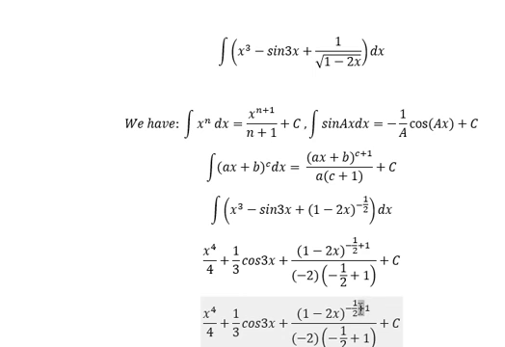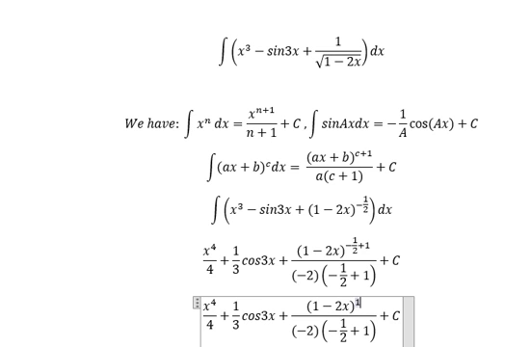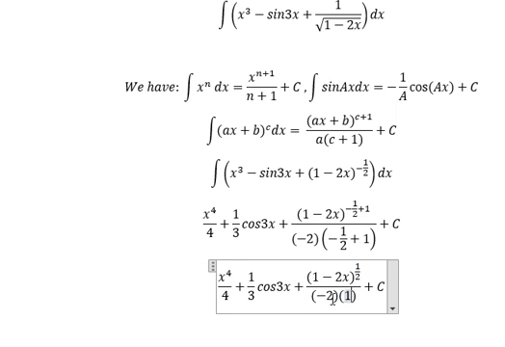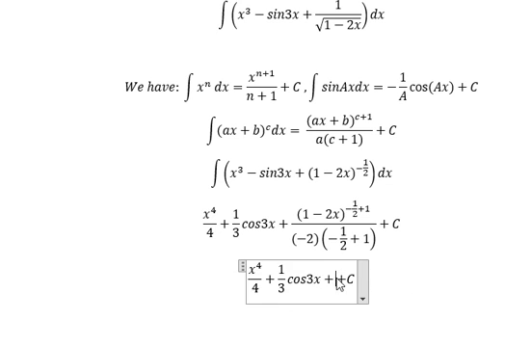And this one we have positive 1 over 2. This one we have positive 1 over 2. Negative number 2 with 1 over 2, we have negative number 1. And then I will put this negative gone here.